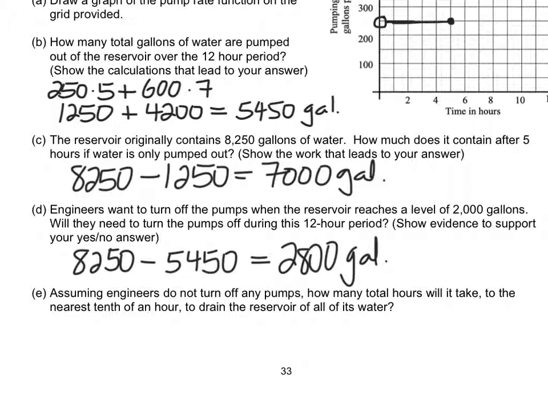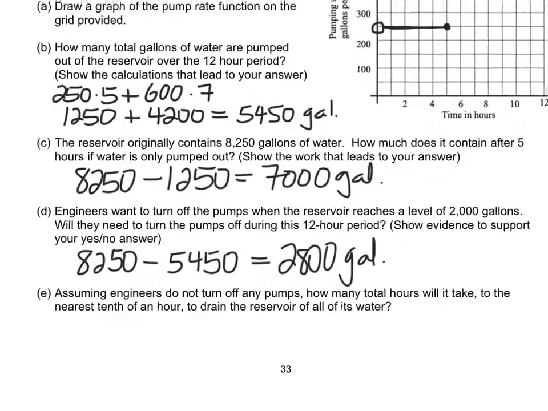So we'd have to go beyond the 12-hour period to pump out and have a total of 2,000 gallons remaining. Assuming engineers do not turn off any pumps, how many total hours will it take, to the nearest tenth of an hour, to drain the reservoir of all of its water? All right, well, that's a different story.